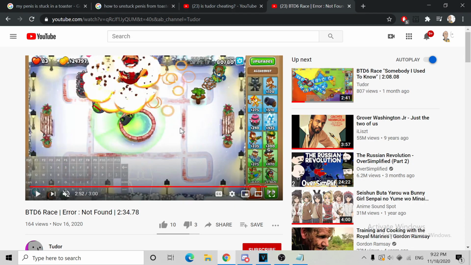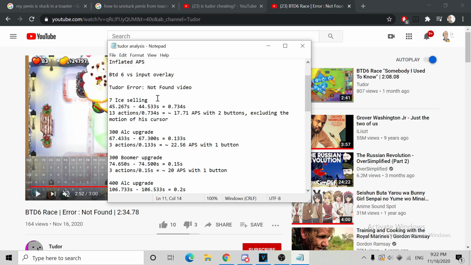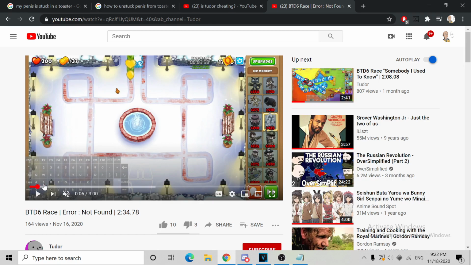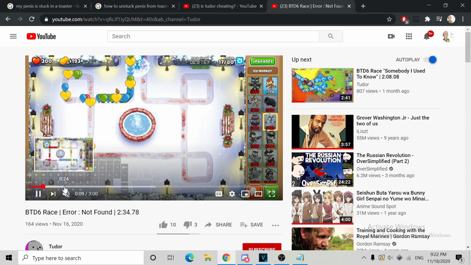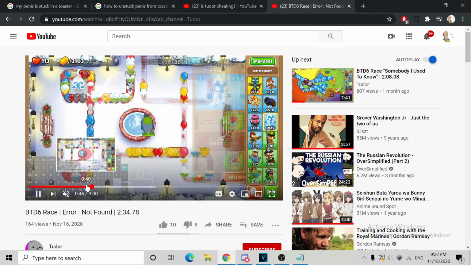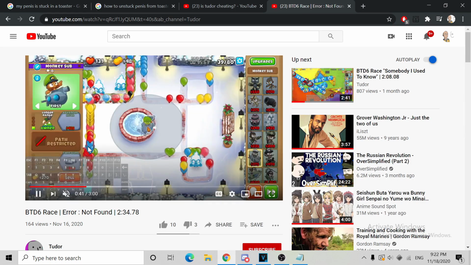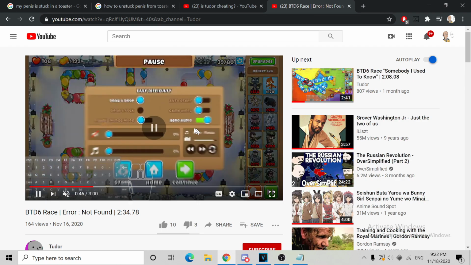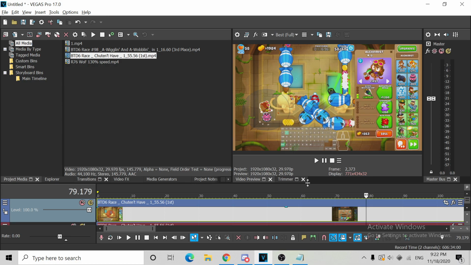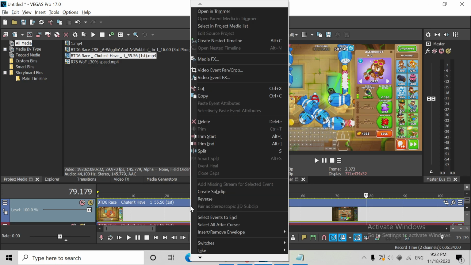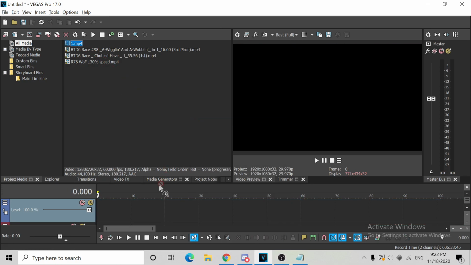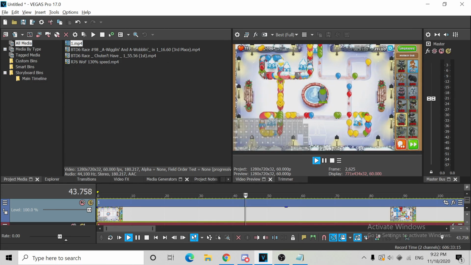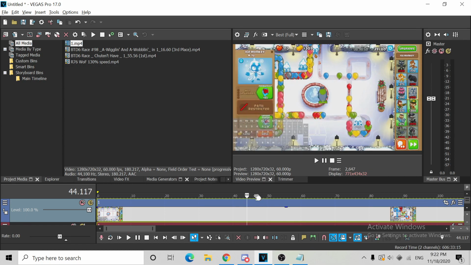So the first thing we're going to be looking at is Tudor's 7 ice selling. Let's take a look at it in regular speed first. Let's see here, happens somewhere around, yep. Happens right here. So that was normal speed. So let's see. Let's take a look at it frame by frame. It should start around 44 seconds-ish.